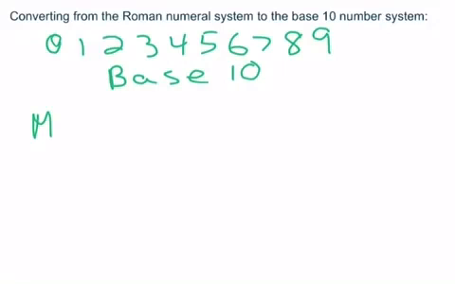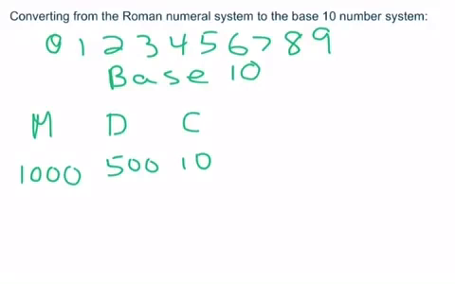We have M, which represents 1000, D, which represents 500, C, which represents 100, L, which represents 50, X, which represents 10, V, which represents 5, and I, which represents 1.